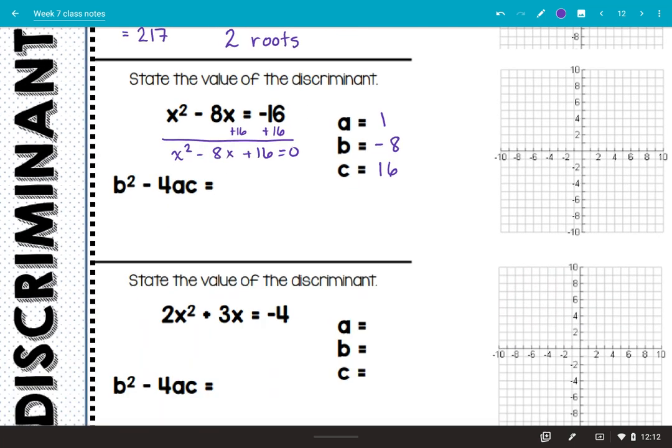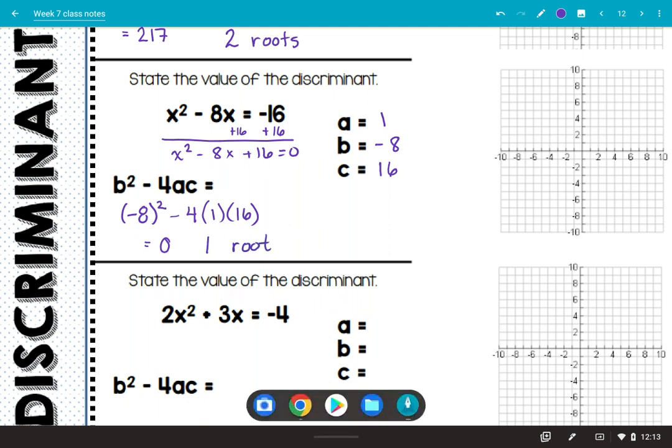Plug it into your formula. Now, be careful if anything is in negatives, put it into parentheses because the calculator doesn't understand that. If you had plugged in negative 8 squared without parentheses, it would have told you your answer was negative 64 right here when it should be positive 64. So please be careful. Anything in negatives, put in parentheses. I'm going to put it into the calculator with parentheses around the negative 8. And I get 0. So when it's 0, we know it is 1 root.